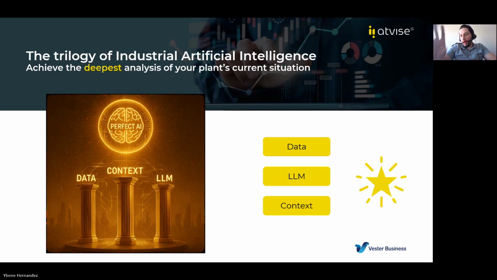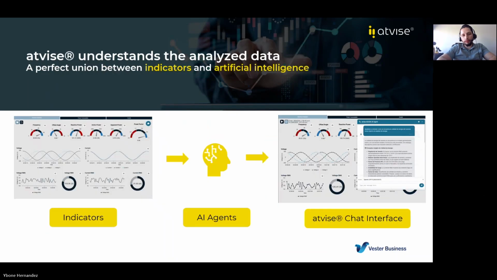That's the context. In order to provide a better answer, in order to actually behave as a data analyst that you have hired in your company, that artificial intelligence also requires a context. And the context is pretty much the manuals, how the manufacturing line works, for example, how the process works, your goals and the KPIs that you have. That's the context that the artificial intelligence requires in order to provide a better answer. So that's the trilogy, and we have that in our software.